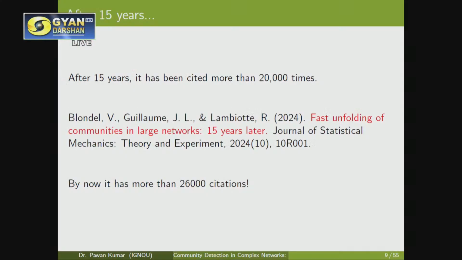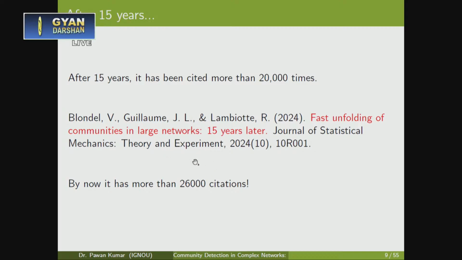Okay, so the story now starts from there. The same 4 authors, after 15 years, just revised their article, and they saw that their article crossed 20,000 citations. So they came up with a new article with the same name. Actually, only 3 of the authors came with the new article, The Fast Unfolding of Communities in Large Networks, 15 years later. And by this time, this article has already crossed 26,000 citations.